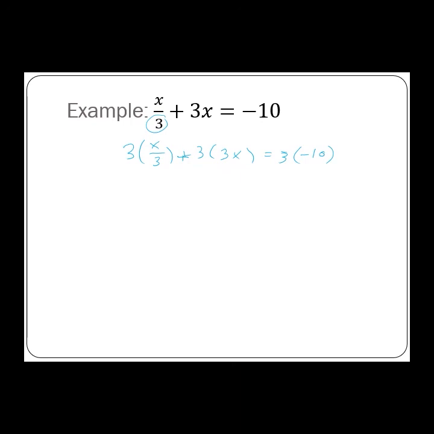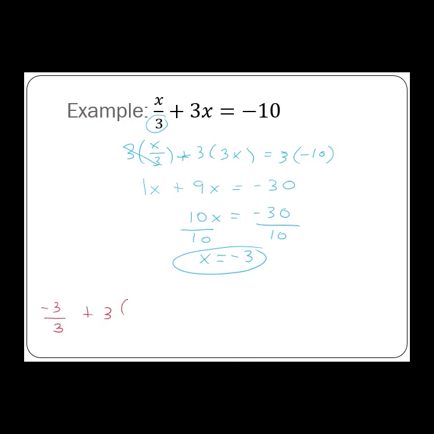So this is the multiplication property of equality. Multiply the equation. The 3's cancel, and so this is x, or 1x if you'd like, plus 9x equals negative 30. Now it looks just like the kinds of equations we had before. 10x equals negative 30. Divide by 10, and we get x equals negative 3. We can go ahead and check. What is negative 3 over 3 plus 3 times negative 3? Negative 1 plus negative 9, which is negative 10.